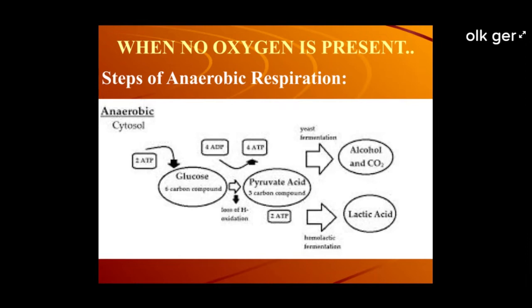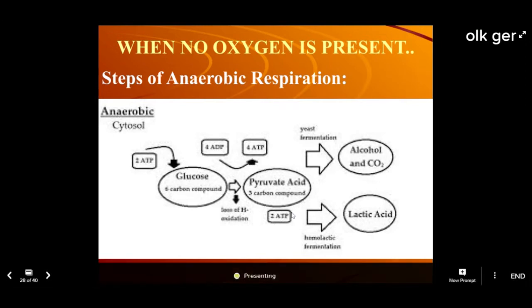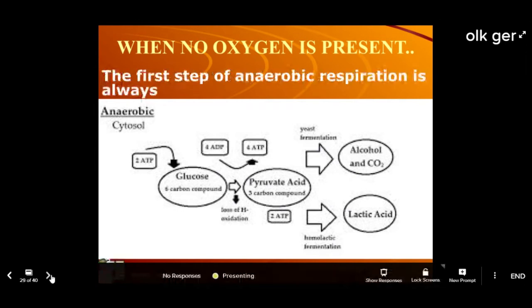Nicely done, Ariana. So anaerobic respiration occurs. We have our first step right here. Glycolysis occurs. It splits it. We have our pyruvate, our 2 ATP, and then depending on which organism this occurs in, you either have alcoholic fermentation or you have lactic acid fermentation. The first step of anaerobic respiration is always what?